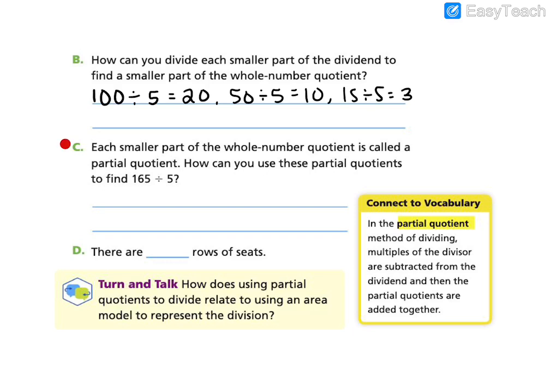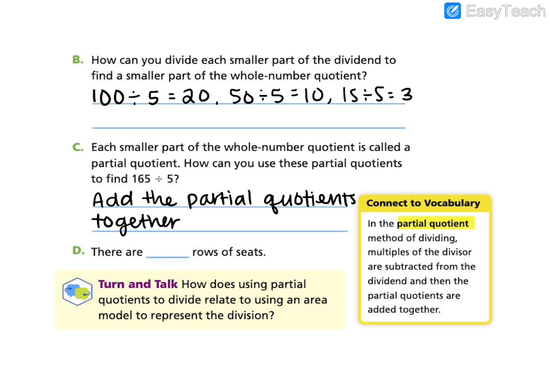Letter C, each smaller part of the whole number quotient is called a partial quotient. How can we use these partial quotients to find it? Well, what do we need to do with those partial quotients? We already did it up at the top. How do we find it? We add our partial quotients together. So when we add 20, 10, and 3, we find that there are 33 rows of seats.